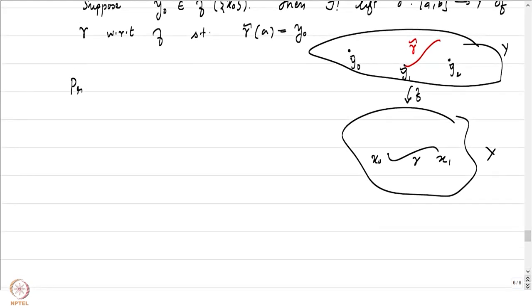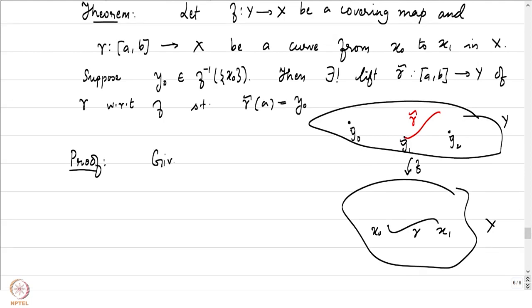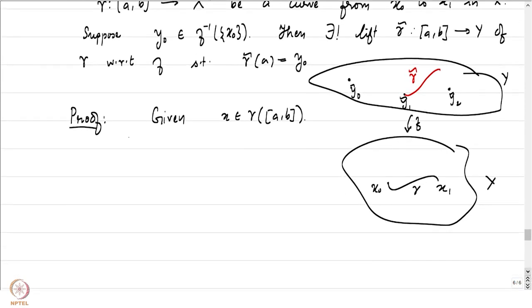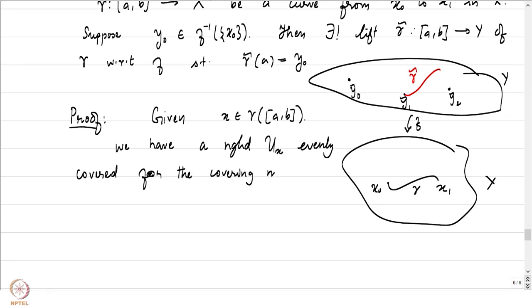Okay, let's give a proof of this statement. So, notice that given a point x on gamma of [A, B], if you take some point x in the image of the curve, we have an evenly covered neighborhood U_x. We have a neighborhood U_x evenly covered for the covering map capital F. What does this mean? This means that if you look at F inverse of U_x, that's going to be a disjoint union of open sets V_alpha, such that if F restricted to V_alpha is considered, that's going to be a homeomorphism. That's precisely what it means for each of these to be evenly covered.